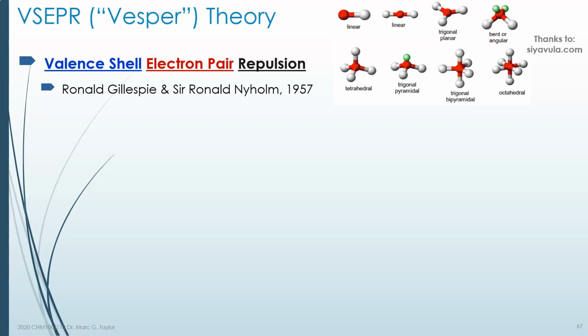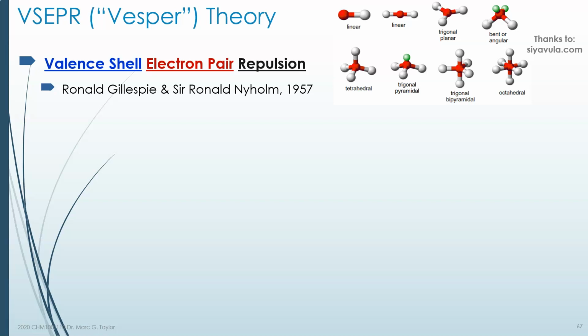So valence theory itself, we call it VSEPR theory. The word isn't actually spelling out the word VSEPR; we pronounce this particular acronym this way. VSEPR stands for valence shell electron pair repulsion. And this theory was worked out in 1957 by Ronald Gillespie and Sir Ronald Nyholm.